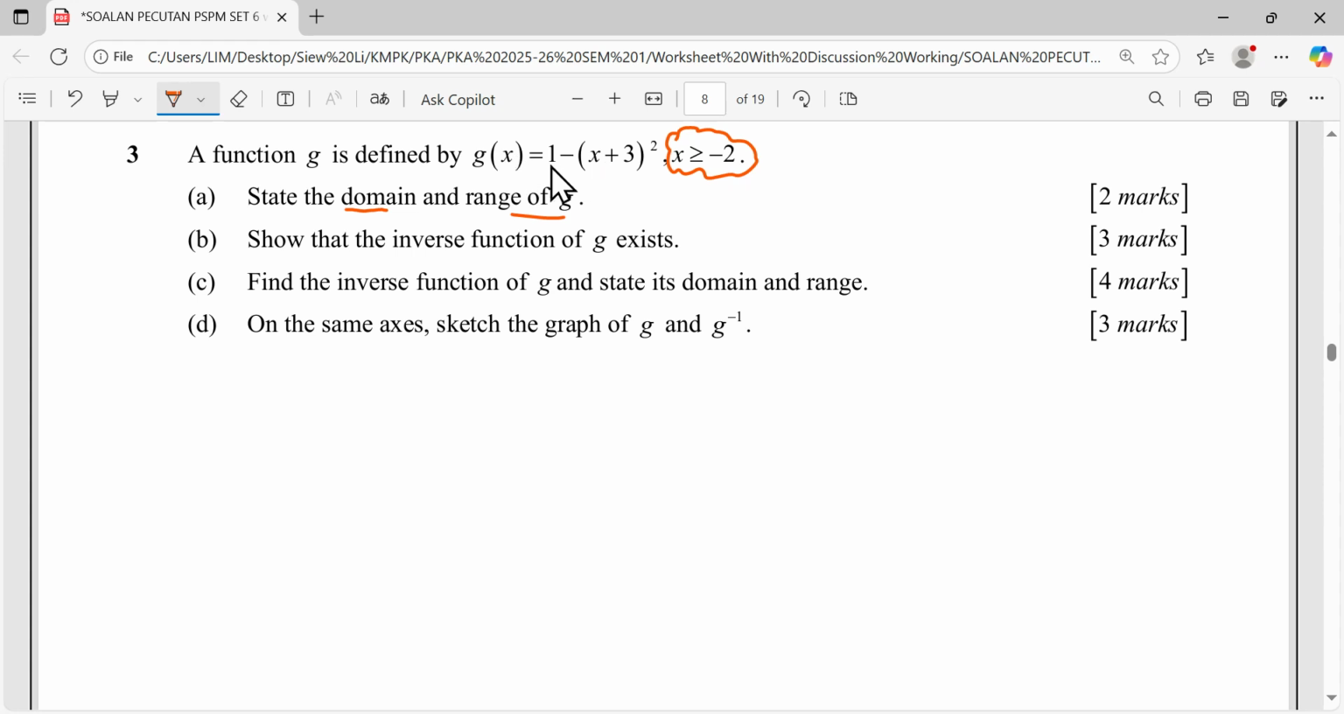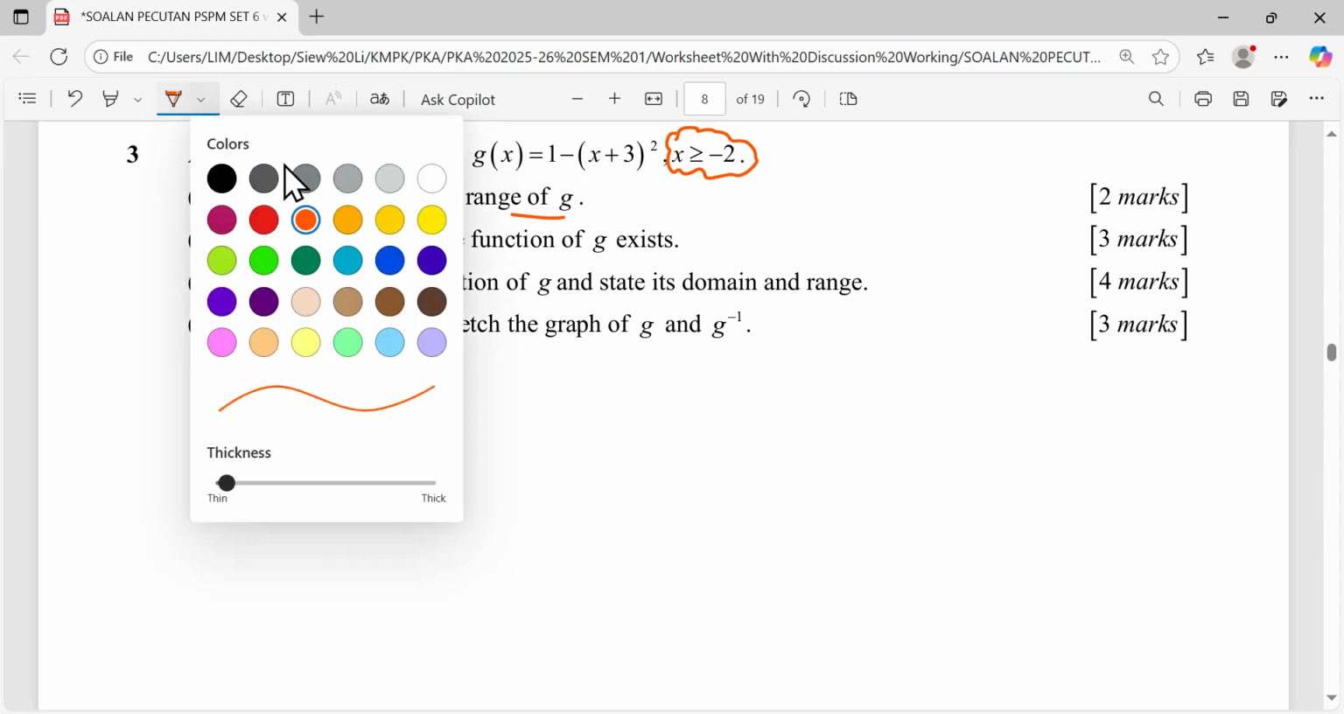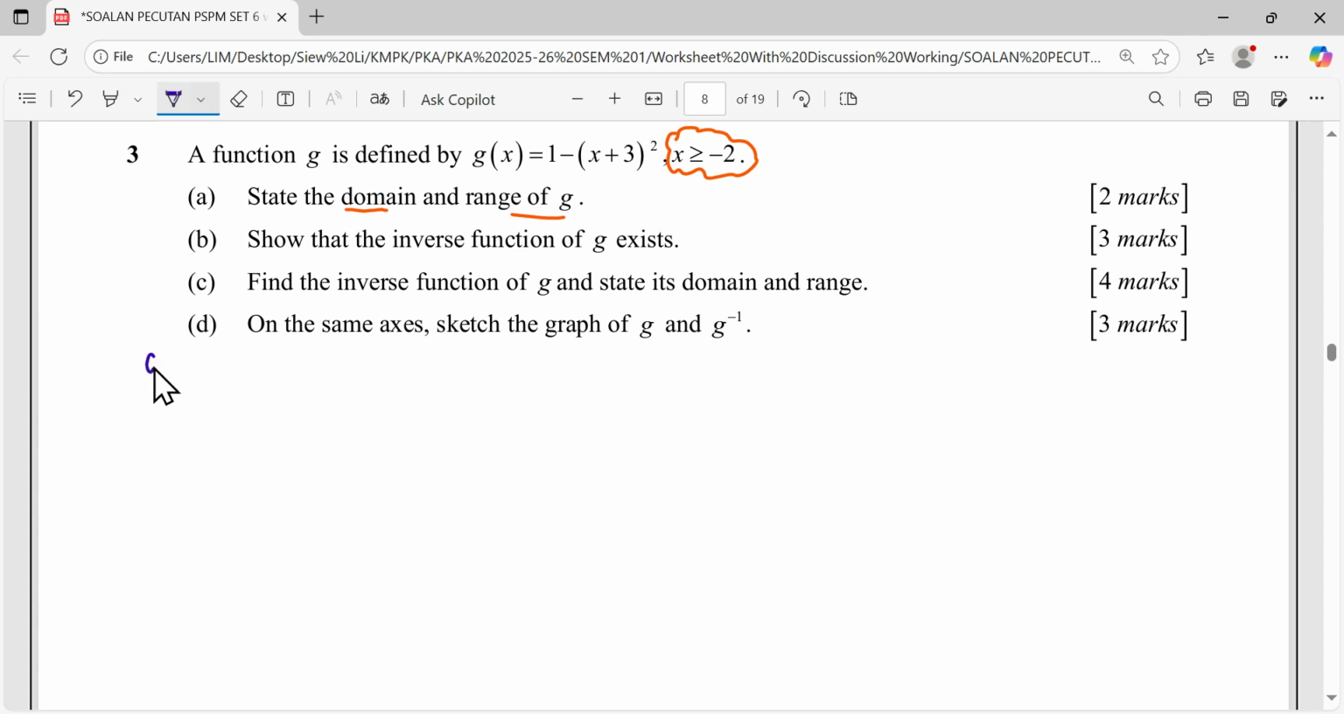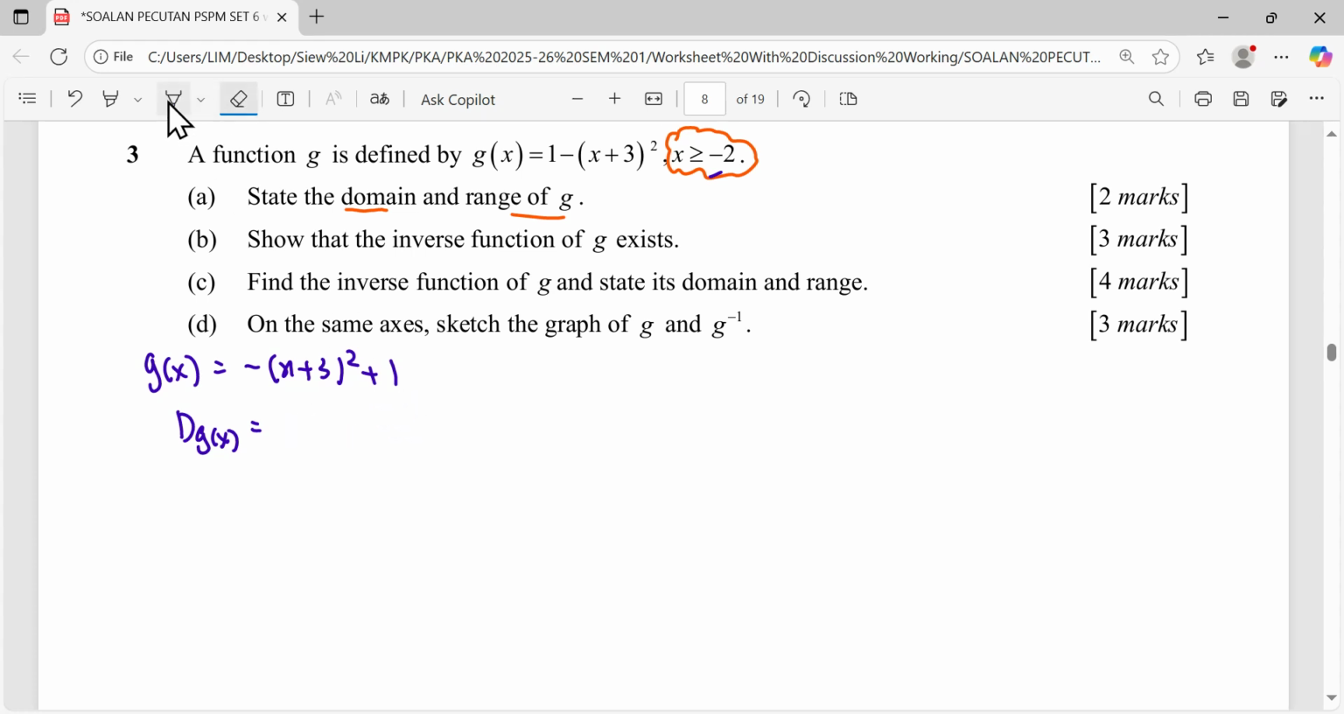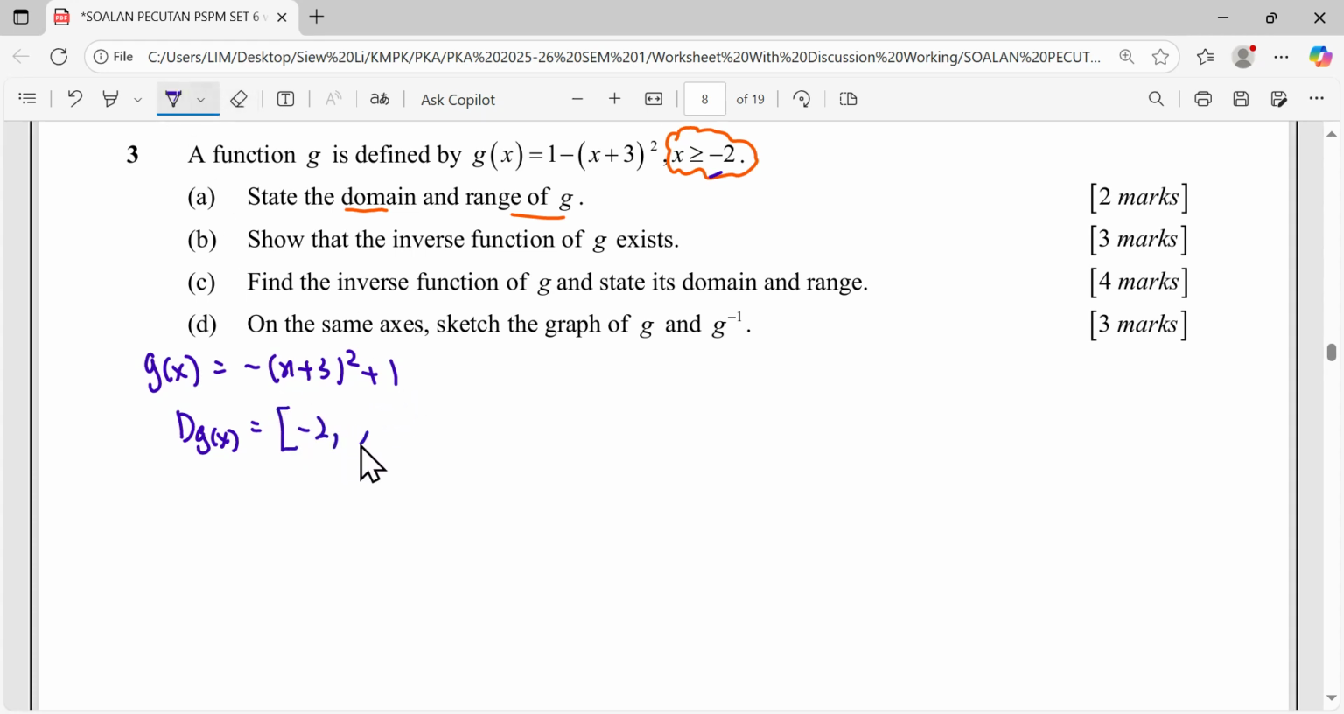So this one quadratic, you can see this one g(x) is equal to negative (x plus 3) squared plus 1. Dia dah completing the square, siap-siap untuk kamu. We can see domain, kalau ikutkan domain function, domain bukan special case, right? Negative infinity to infinity, right? But because of the condition, we follow the condition. We only take negative 2 to infinity. How about the range?